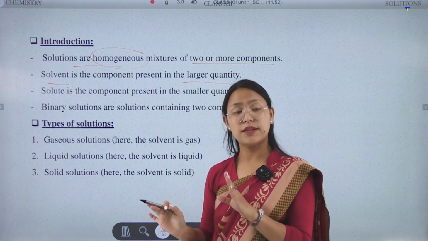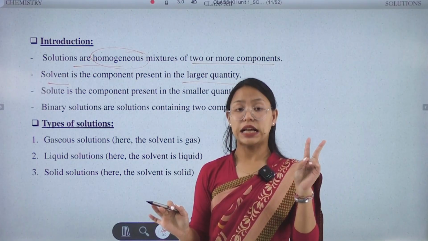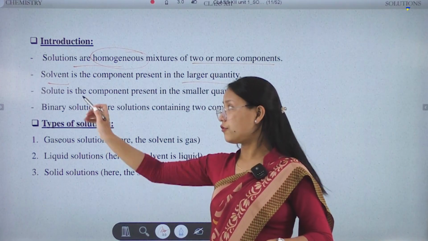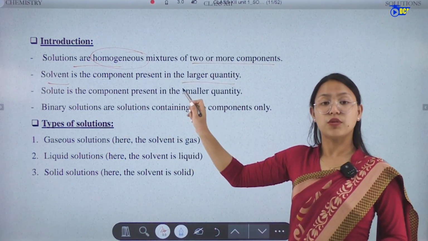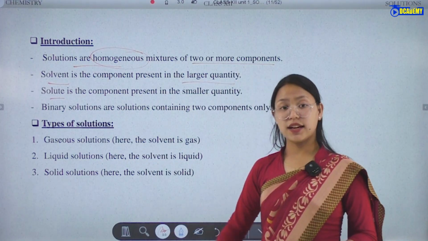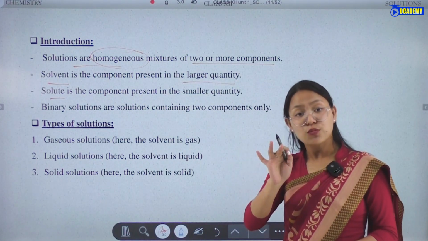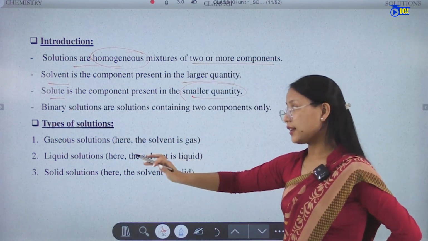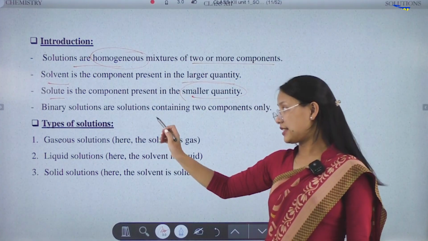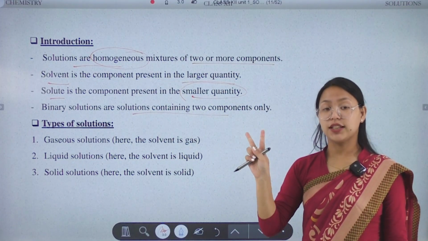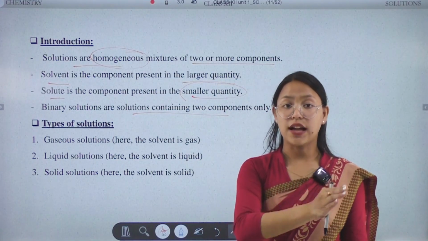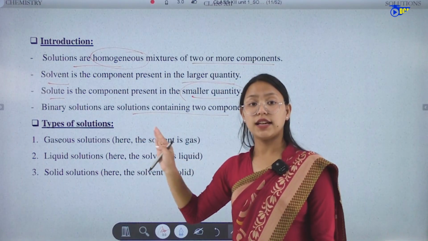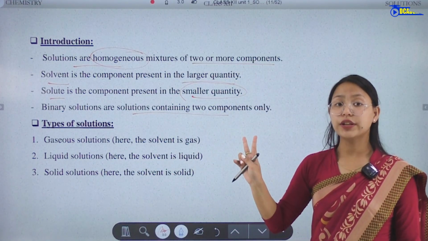Whenever there is a solution, there are mainly two components: the solvent and the solute. The solvent is the component in larger quantity, and the solute is the component in lesser or smaller quantity. A binary solution contains only two components, and here we are considering binary solutions, so it consists of only two components.